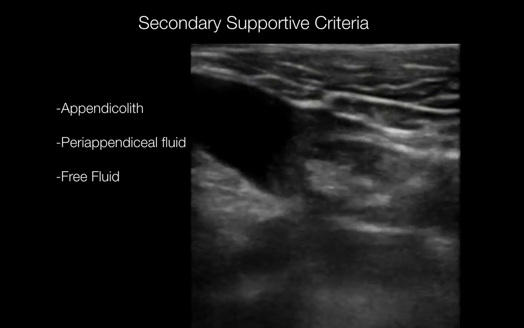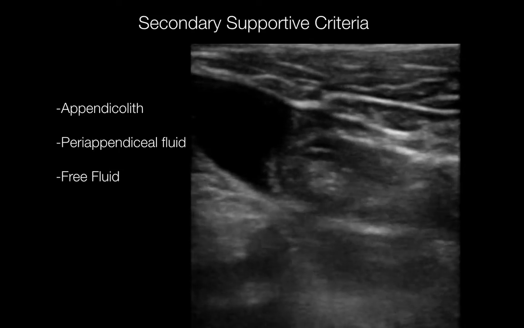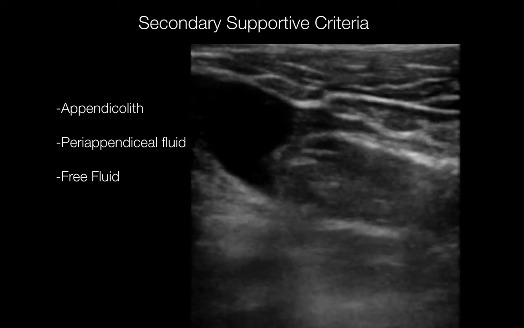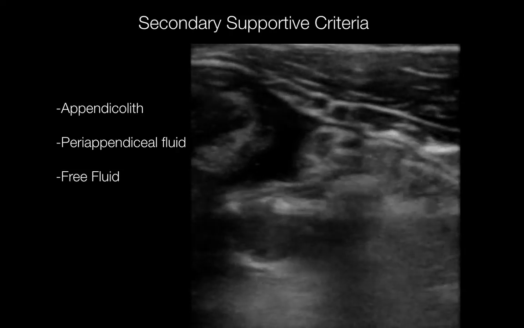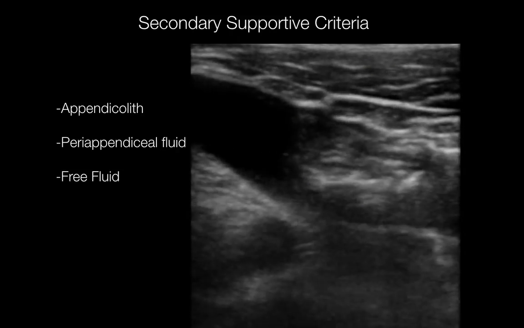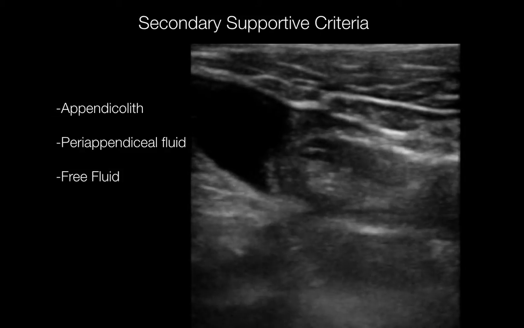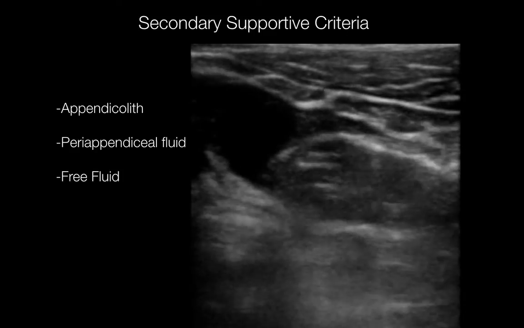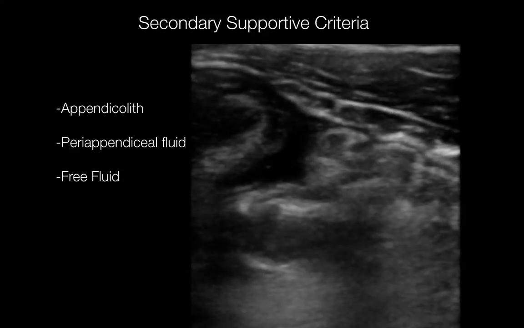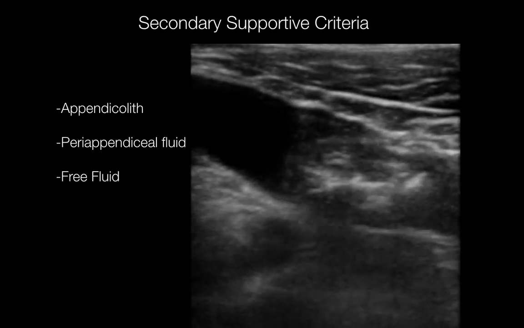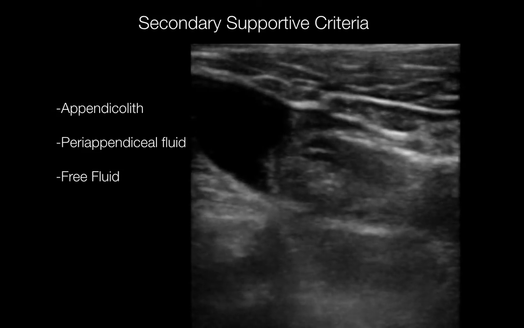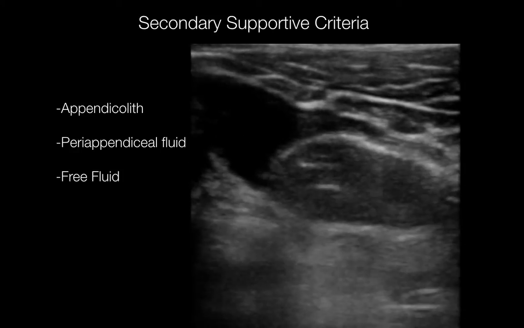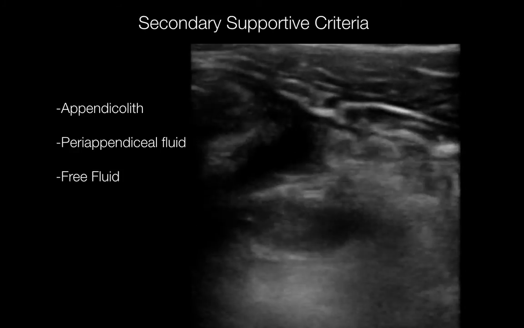So some secondary supportive criteria that can help us diagnose appendicitis if it wasn't clear with the basic criteria we gave you earlier on is the presence of an appendicolith, which is going to be very white and bright, so hyperechoic, and is going to cast a shadow, usually if it's big enough. Periappendiceal fluid can be present also, and just free fluid in your normal FAST view. These don't have to be present, but if they are present, it just supports the diagnosis.